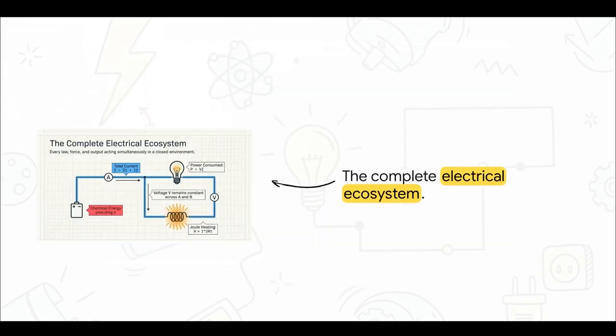Pretty brilliant. So, let's synthesize our entire masterclass into one complete electrical ecosystem. This is where you see every law and force we've talked about acting simultaneously in a perfectly closed loop. The battery provides the chemical push as voltage. The wire thickness and the components provide the resistance. The current flows based on Ohm's law. And finally, the energy splits, dissipating as both useful light and Joule heating. It's just a perfect, continuous, invisible cycle.